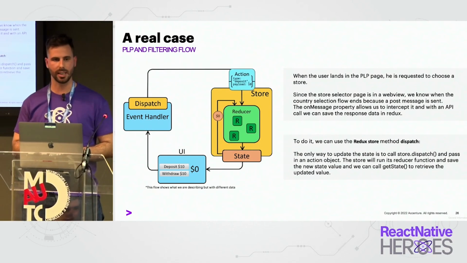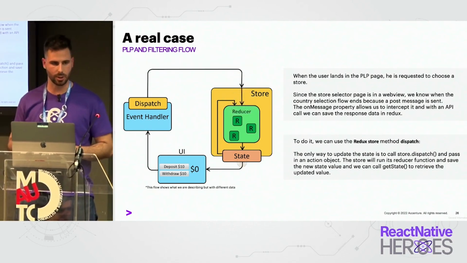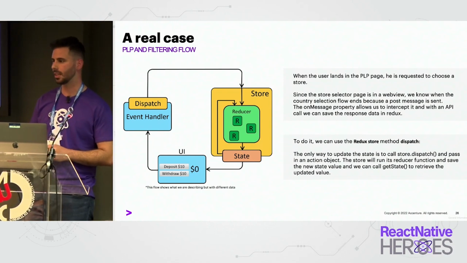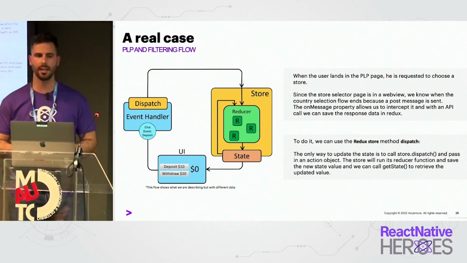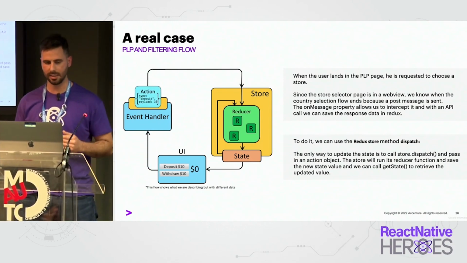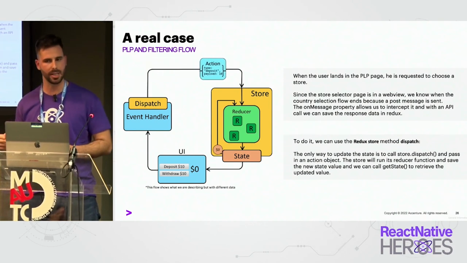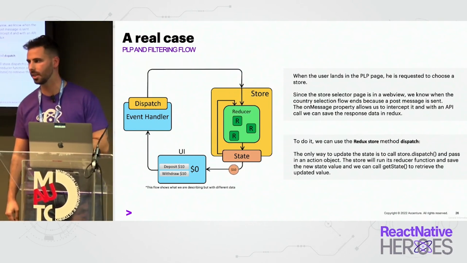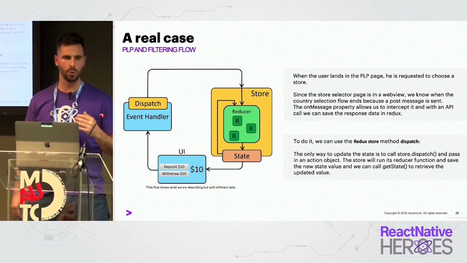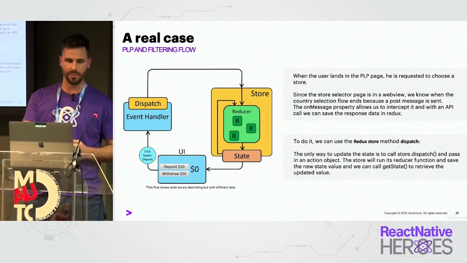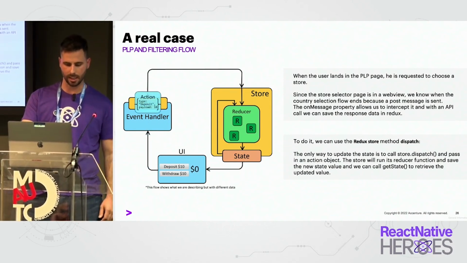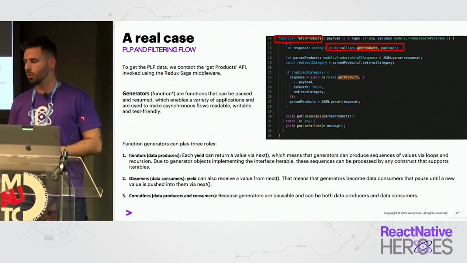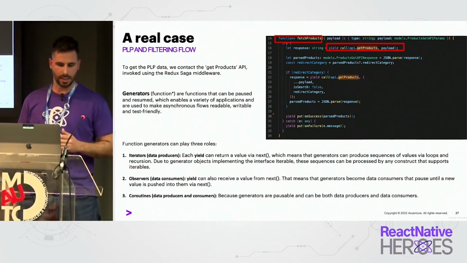So after the store selection ends, the web view sends a post message to the app that can intercept it, and after we receive the right post message, we call an API that returns the store selected, and after that we save it in Redux so that we can use it every time and everywhere we want in the other native pages. The PLP also gives the possibility to the user to filter and sort the data.